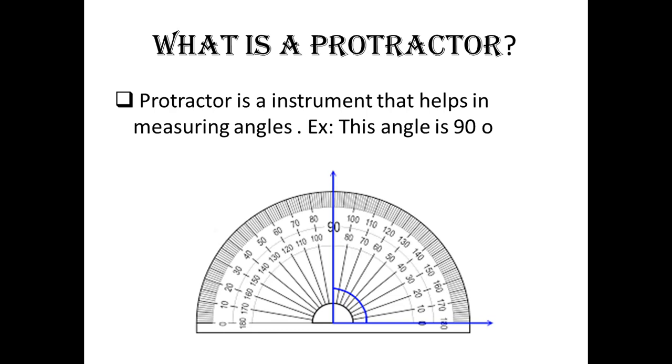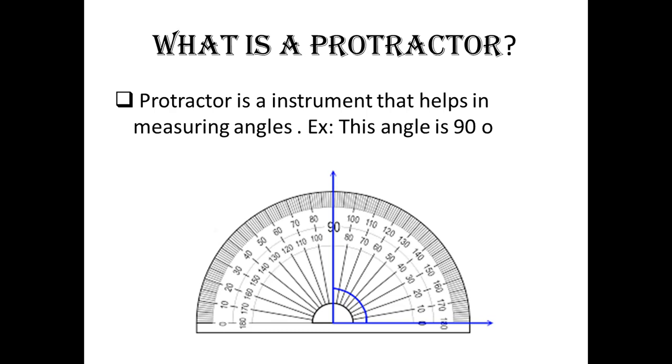In this video, we are gonna learn about the different angles. So, before that, we need to know what is a protractor. A protractor is an instrument that helps in measuring angles. As an example, the below angle is 90 degrees.